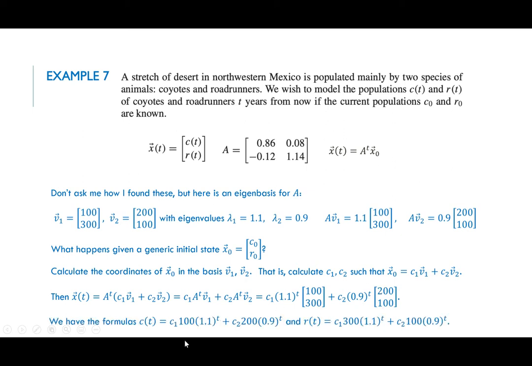And so here we go. We have the closed formulas. The number of coyotes is the coordinate of our initial state in the eigenbasis, the coordinate of the first eigenvector, c1, times 100 times 1.1 to the t, plus c2 times 200 times 0.9 to the t. And our roadrunners, okay, there's similar formulas there.